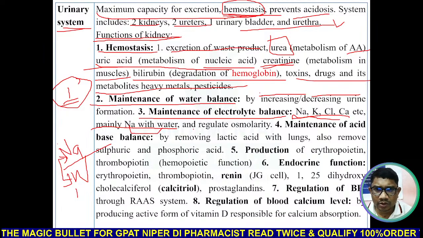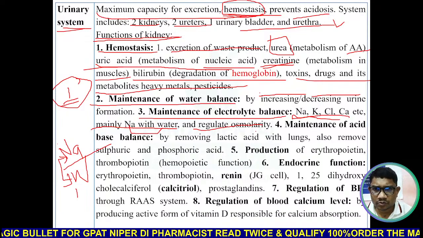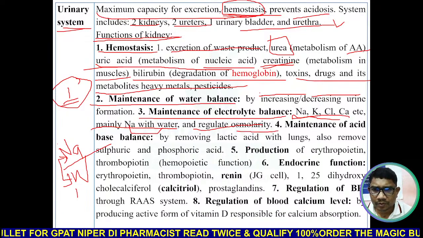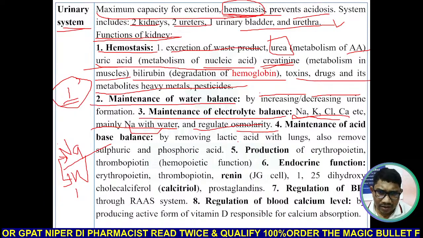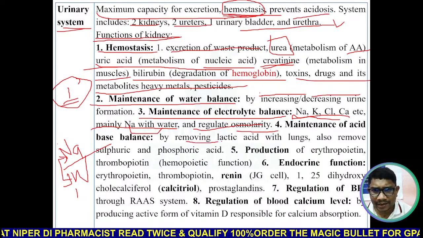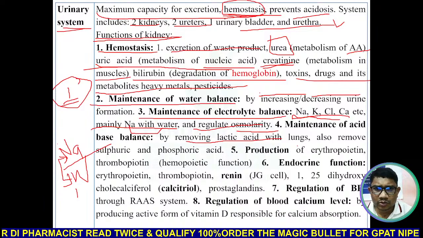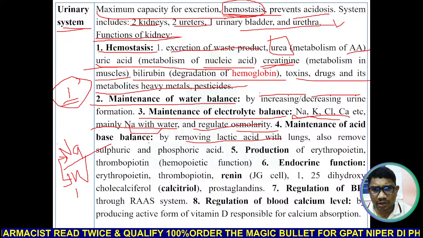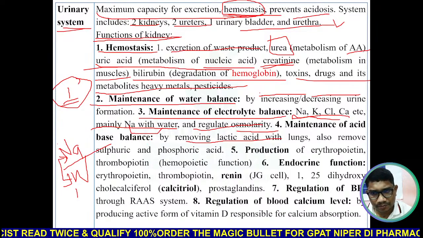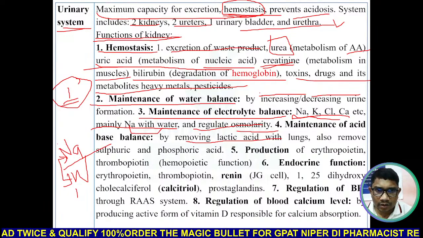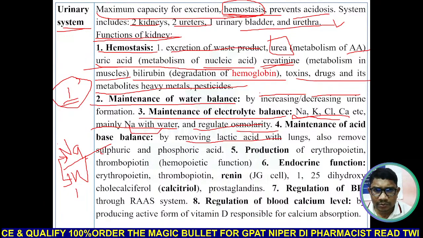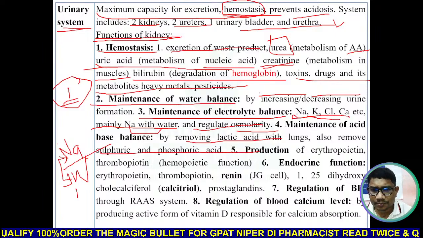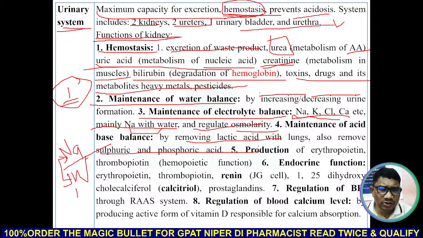और also regulate the osmotic pressure of your blood, osmolarity of blood. Maintenance of acid balance: the kidney will remove the lactic acid along with the lungs. Also removes the other acids, sulfuric acid, phosphoric acid. So it will regulate the maintenance of acid balance.